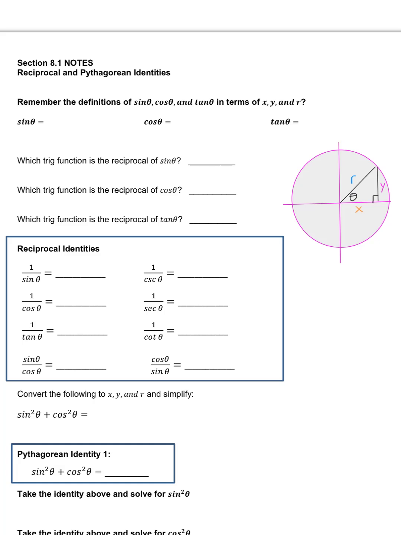Section 8.1 notes, reciprocal and Pythagorean identities. We are now doing trig identities.